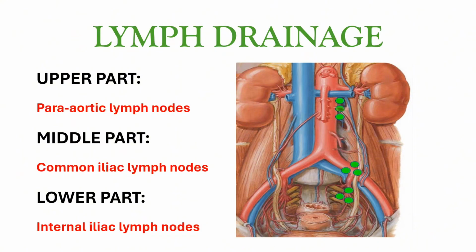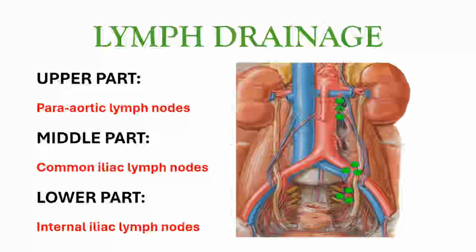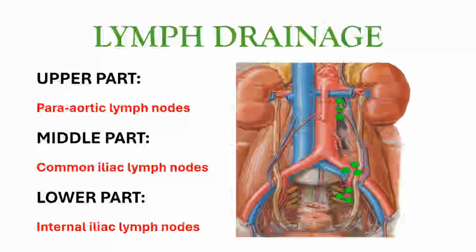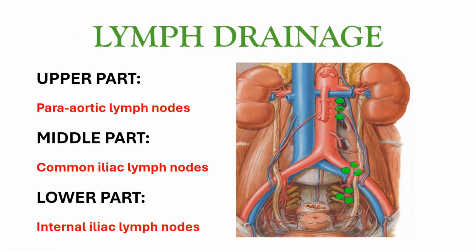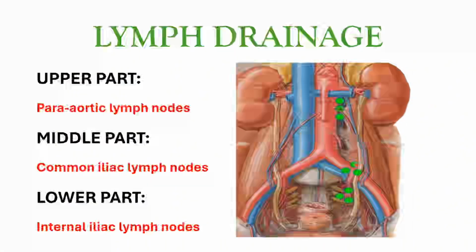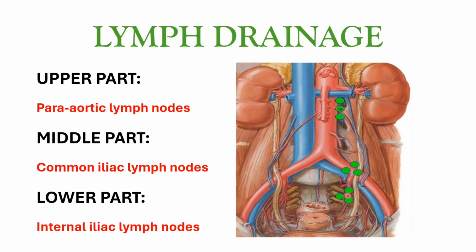Now, what is the lymph drainage of the ureter? The upper part of the ureter drains into the para-aortic lymph nodes. The middle part, where we have the bifurcation of the common iliac, drains into the common iliac lymph nodes. Then the lower part of the ureter drains into the internal iliac lymph nodes.